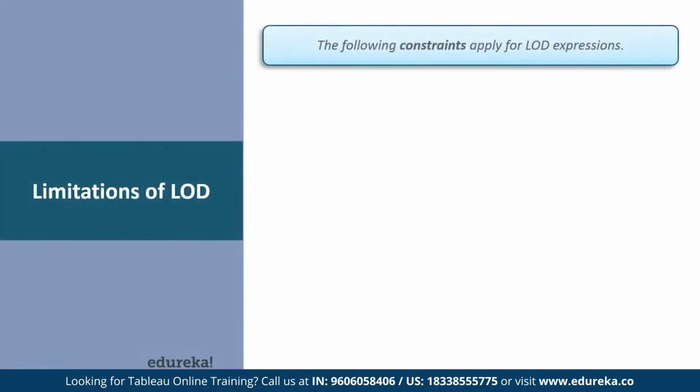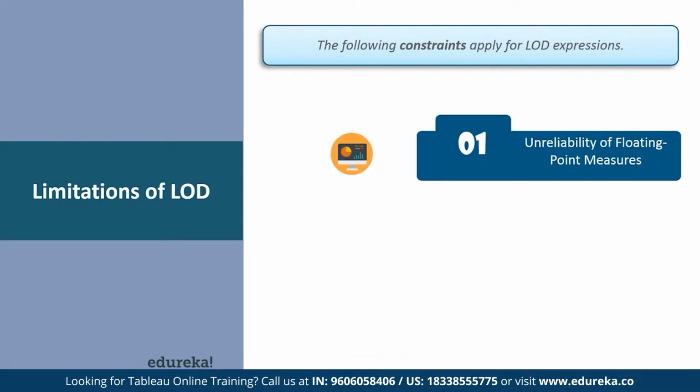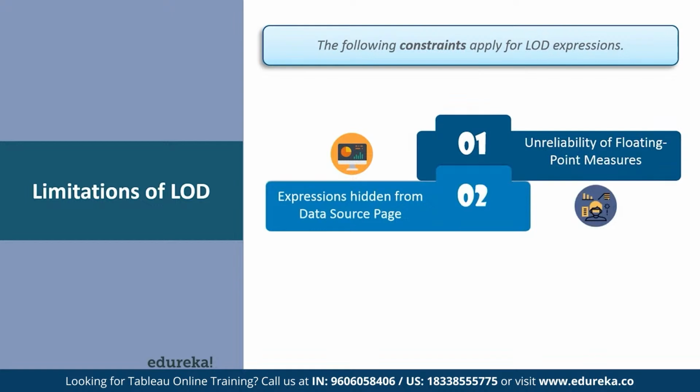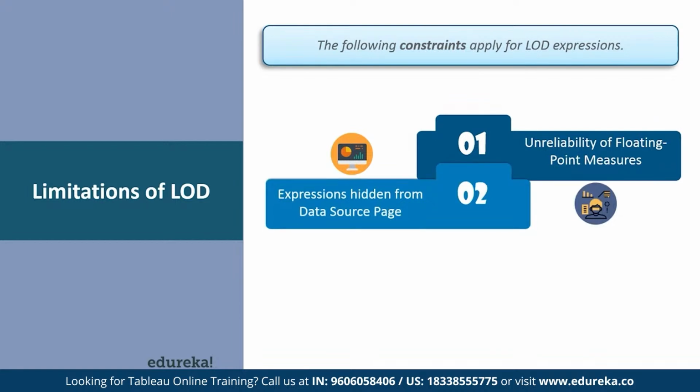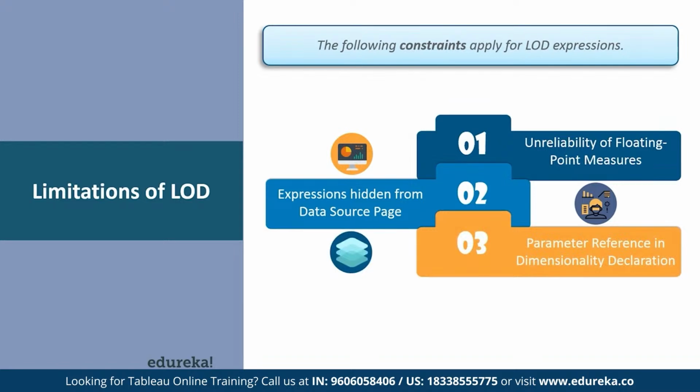Now, there are a few limitations and constraints that apply to level of detail expressions. Level of detail expressions that reference floating point measures can behave unreliably when used in a view that requires comparison of the values in the expression. The LOD expressions are not shown on the data source page. While referencing a parameter in a dimensionality declaration, we cannot use parameter values. We have to always use the parameter name. So if you do not know the parameter name, then you're going to face a problem with dimensionality declaration.